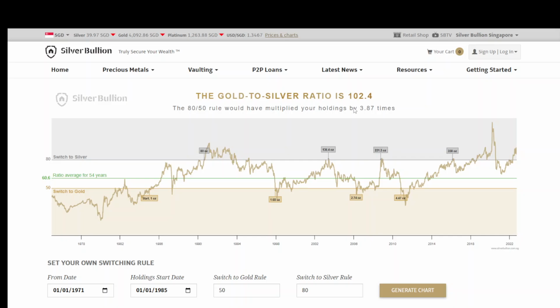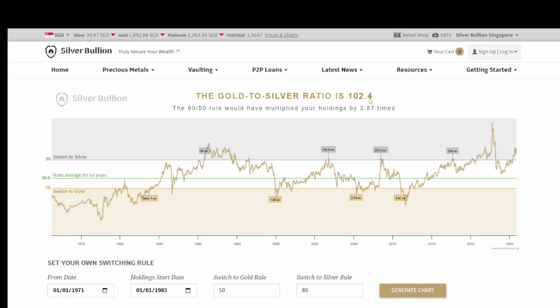So I'm also comforted by the fact that right now the GSR, gold silver ratio, is 100 plus. I think it shouldn't be sustainable at 100 plus. And ultimately, when the price of gold goes higher, I believe that silver price will also be pulled along as well. So yeah, that's my own judgment. Please do your own research before deciding on what to do. This is just for sharing purposes only.